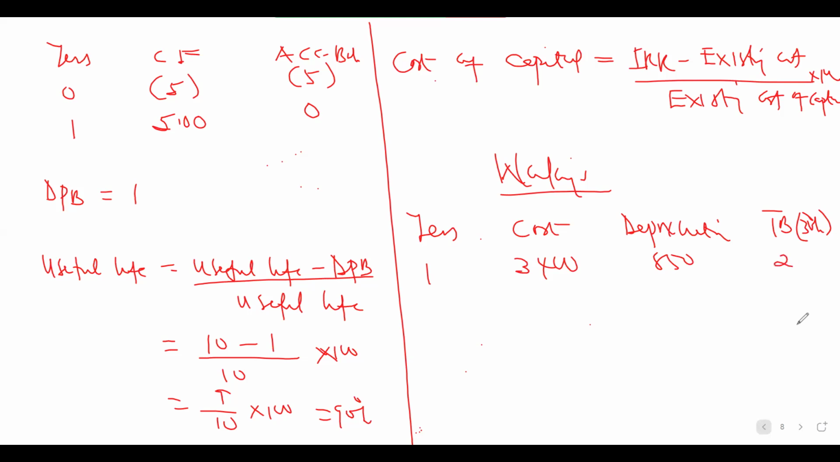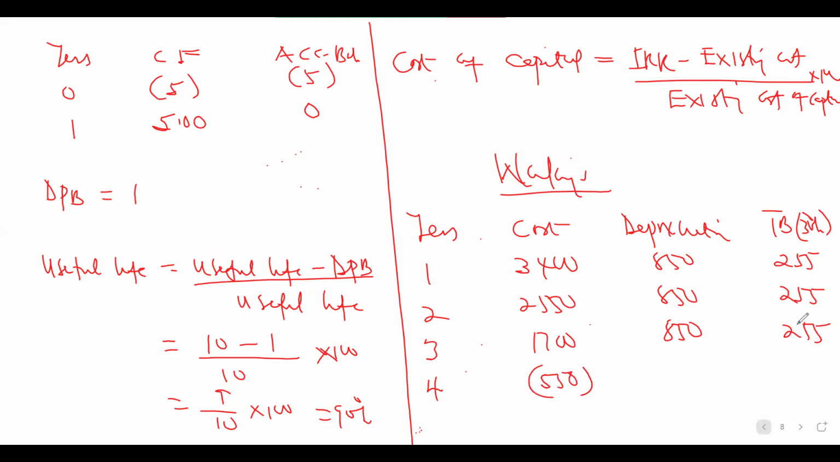Year two, we have 2,550. We still have the 850. Tax benefit of 255. Year three, we have 1,700. We are having a depreciation of 850. This will still be 255. Then we now have year 4, which will now be 550 as a gain. Then we pay a tax of 165. So in all, you'll be having a tax benefit of 600.